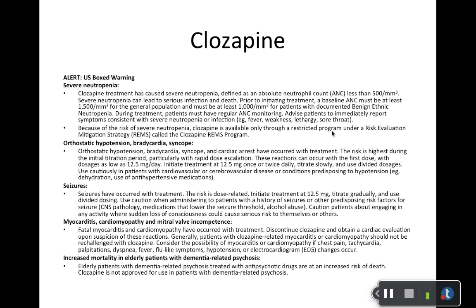They have to go through a special sign-up program to get registered, and the patient has to have their ANC monitored to make sure that they're not developing neutropenia. So they have to have an absolute neutrophil count, which is ANC. And we have to have documentation in the pharmacy before we can dispense the medication. The provider has to request documentation, the labs have to be drawn, etc.